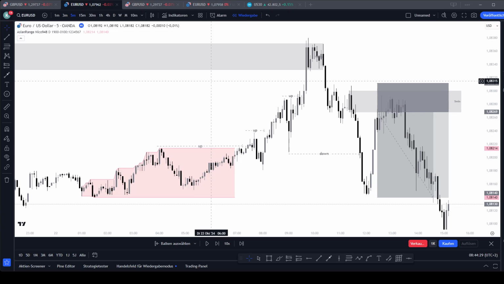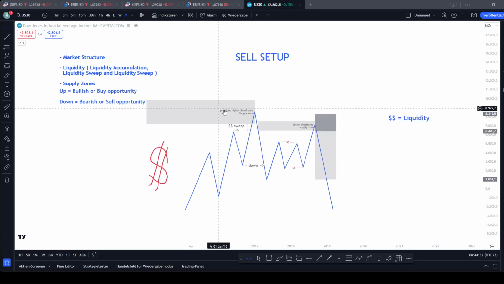So, we'll get down into the trade breakdown, but before we do that, I would like to give you an insight on my trading system. I focus on three concepts: market structure, liquidity, and supply zones. The annotations you see up here and down here tell you the direction in which we are looking to take a trade. Up means we are looking for a buy opportunity, and down means we are looking for a sell opportunity.